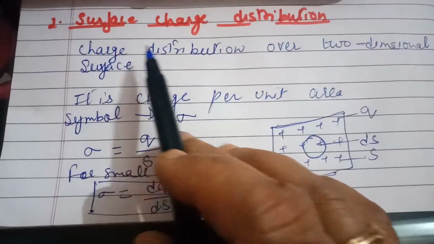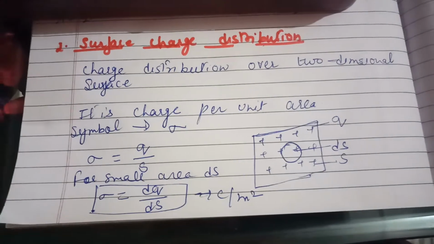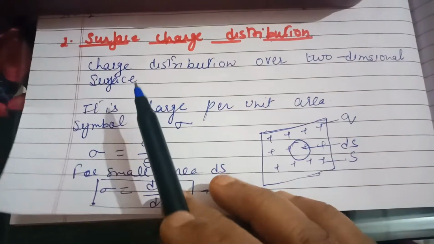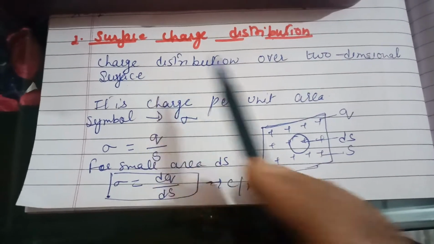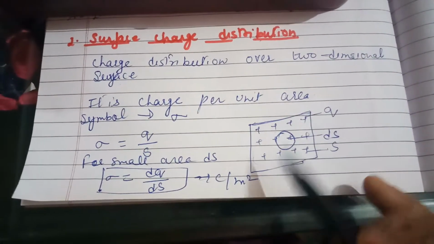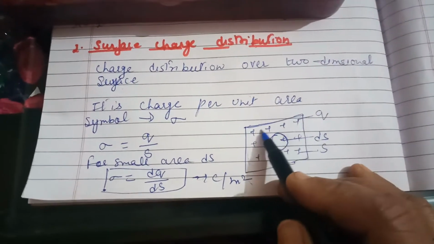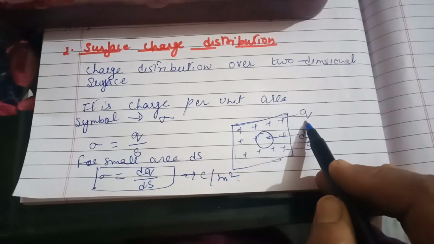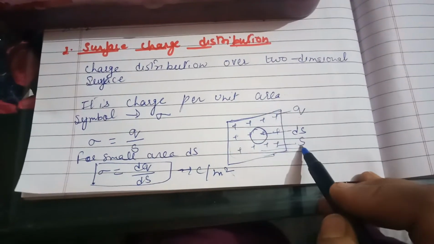Second kind of charge distribution is the surface charge distribution. That means the charge distribution over a two-dimensional surface. For example, suppose I am taking a sheet of paper, or a sheet of metal, on which the total charge is distributed, that is small q, and the total area of this surface is S.